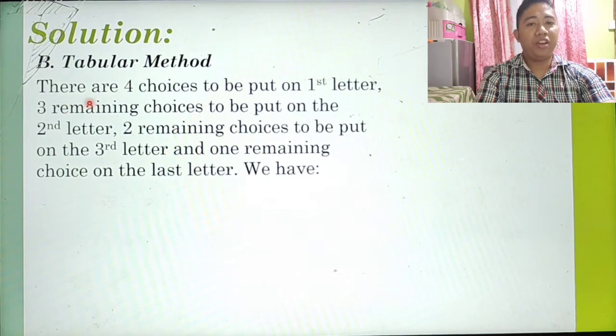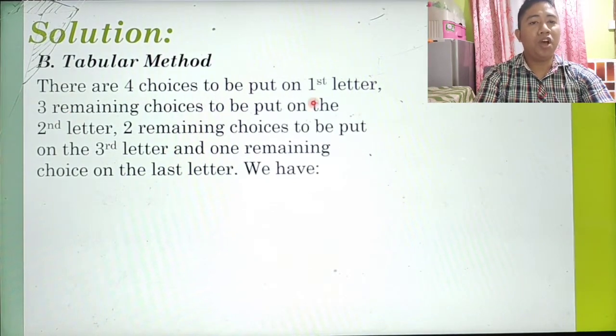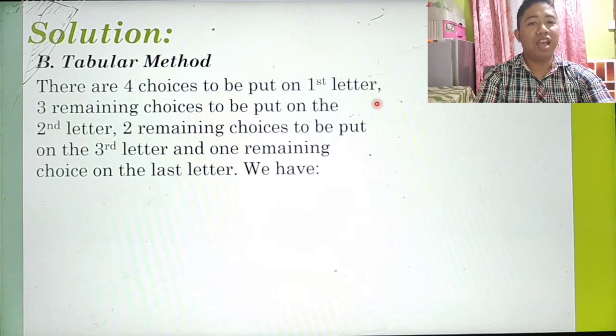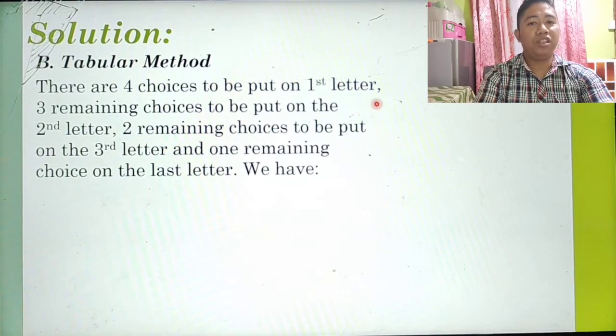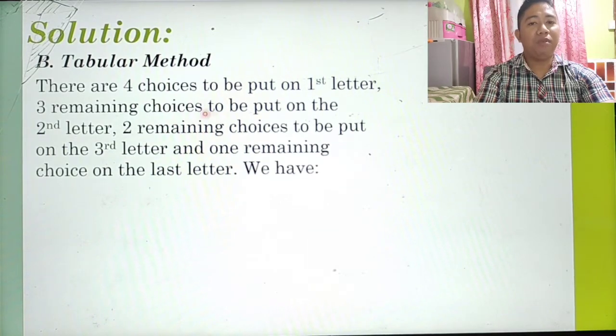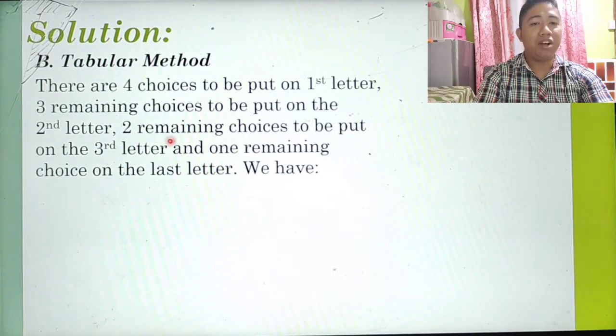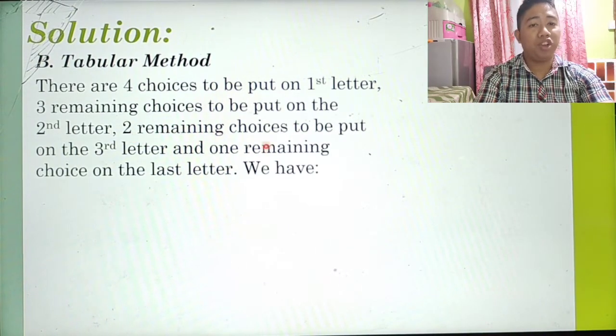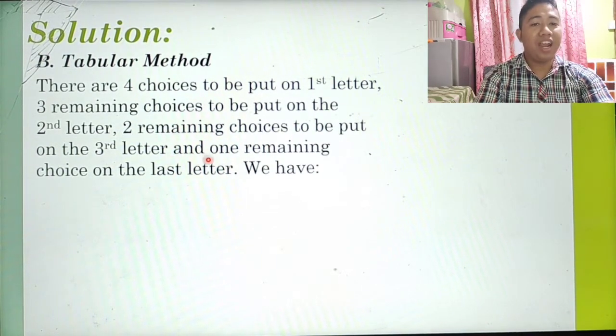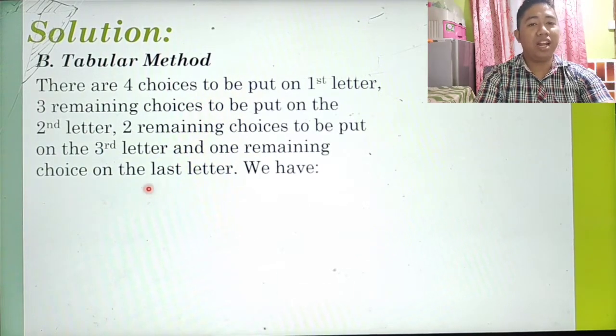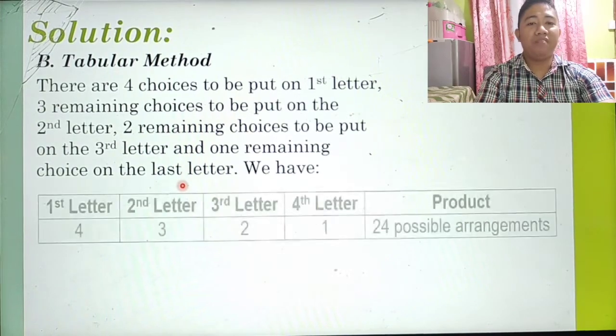So we all know that there are 4 choices to be put on the first letter among these letters F-O-A-M. After you choose the first letter, you cannot use this letter all over again. So we subtract, and there are the remaining 3 choices to be put on the next letter. Second, third one, we will put 2 remaining choices on the third letter and 1 remaining choice on the last letter. So by the fundamental counting principle, we have the following.